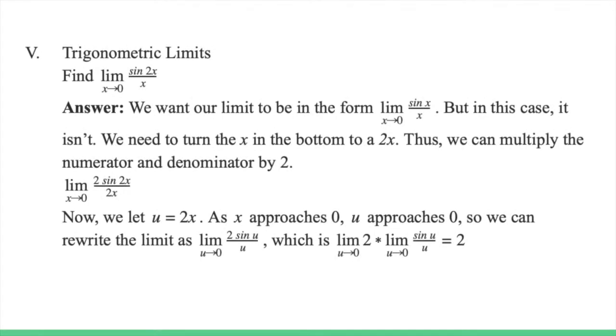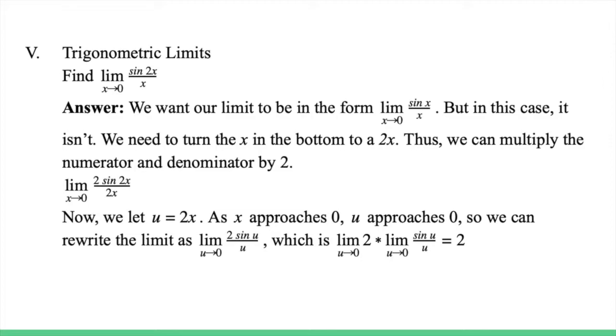Our fifth technique, which in this case we want to find the limit as x approaches 0 of sine 2x over x. And notice, we went over a trigonometric limit identity, which is the limit as x approaches 0 of sine x over x equals 1. However, we have a 2x over here, so we want to make it in the form sine x over x. Essentially, we want the argument of sine and the denominator to have the exact same value. However, in this case it isn't. We have to somehow turn this x into a 2x. So we multiply that bottom by a 2.